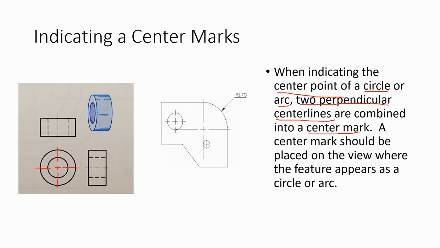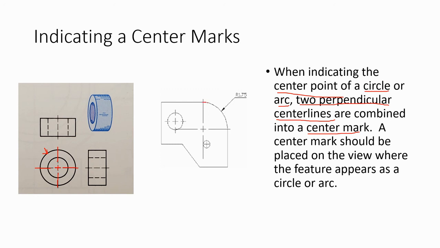Now we need to make sure that the center mark also extends out past the outside circle as well, because this is a circle and we need to show that we have the center mark for this outside circle as well. Sometimes what students will do is they'll click on this circle right here, and then this little line doesn't go beyond the outer object.